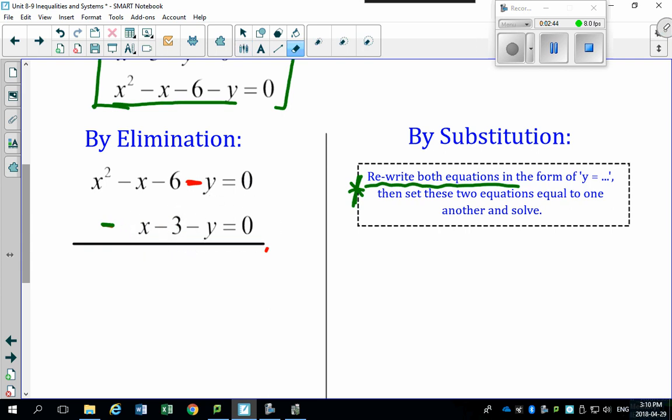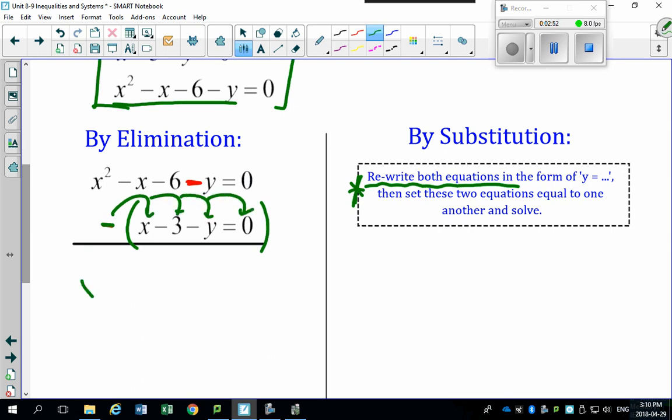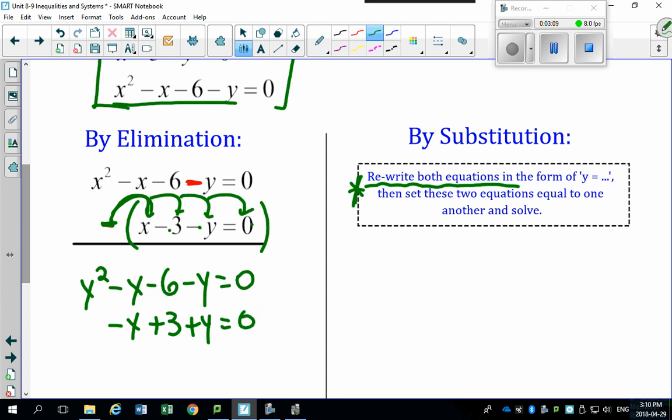So you know what I do? This is what I do. Watch. I know I'm going to subtract this whole equation. I'm going to distribute the negative over this. So here it comes. Here's the original one: x squared minus x minus 6 minus y equals 0. Distributing, giving me a minus x here, a plus 3 here, a plus y here, and of course distributing a negative to the 0 is still negative. And now all I have to do, since I distributed it, is add.